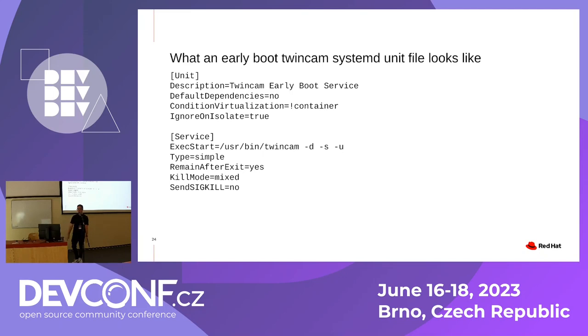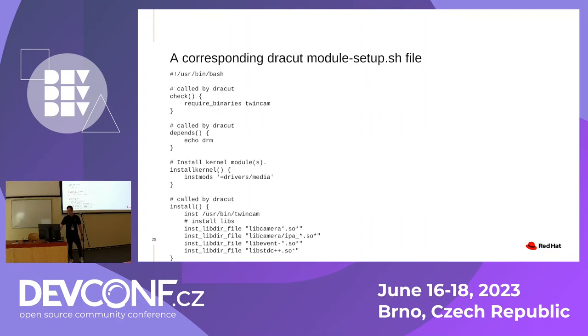Not everything in this file is strictly required, but they're the important ones anyway. Those are DefaultDependencies=no and IgnoreOnIsolate=true. And here is just the dracut module setup file to add things to the initramfs. So the first function says make sure you have twincam in the initramfs.